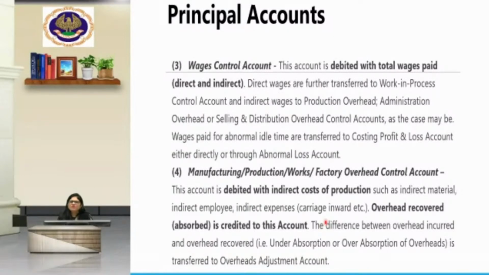So these are the overheads accounts. Again, whenever we are incurring the indirect cost of production, indirect expenses, we will debit it. And overheads are always absorbed. So when we are incurring the overheads, we will debit these accounts. Whenever we are absorbing the overheads, we will credit these accounts. All right.